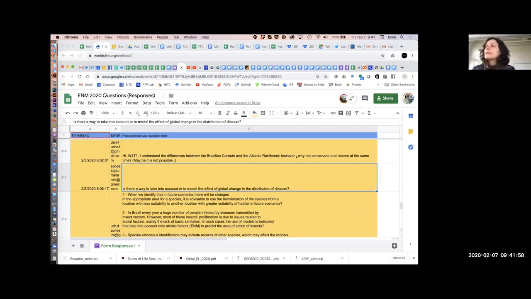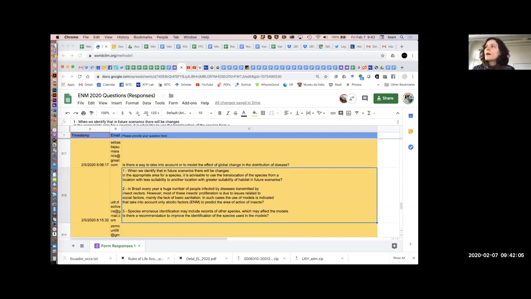And so I looked at that, and there's the one next below it. It looks like there were discussions about climate change scenarios in this course. And I don't know if, I mean, the first one, is there a way to take into account or model the effect of global change in the distribution of disease?